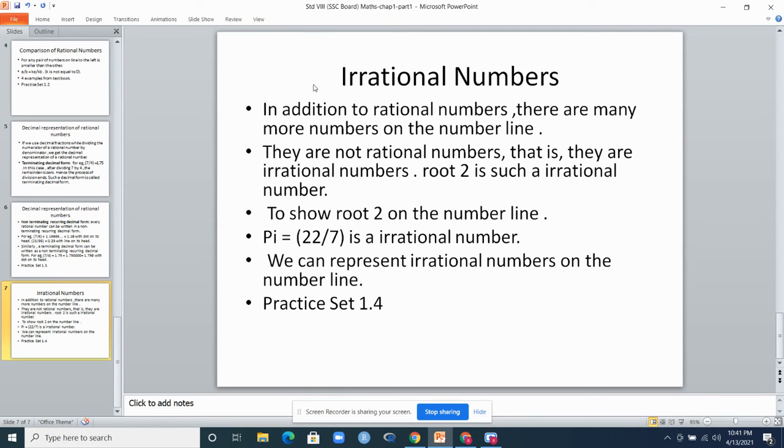The last is irrational numbers. In addition to rational numbers, there are many more numbers on the number line. They are not rational numbers, that is, they are irrational numbers. One of them is root 2, which is such an irrational number. Pi, approximately equal to 22 by 7, is also an irrational number. We can represent irrational numbers on the number line.